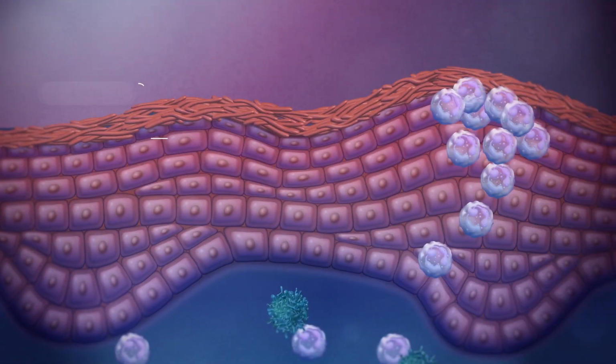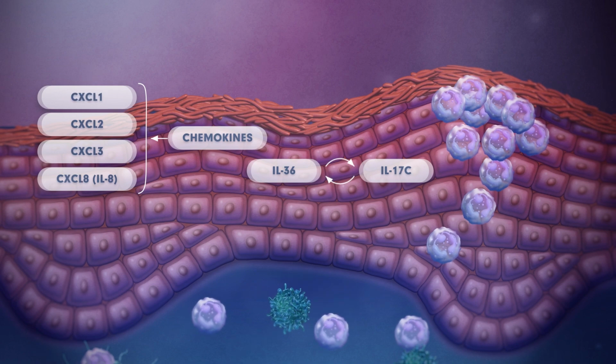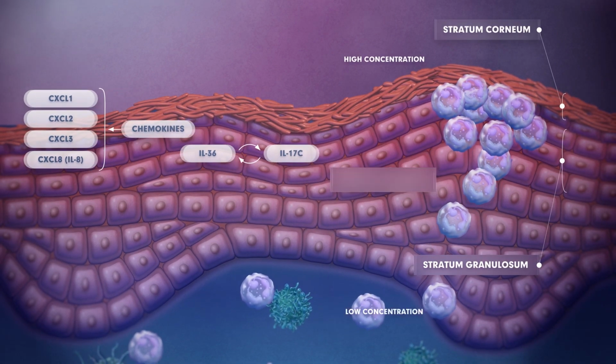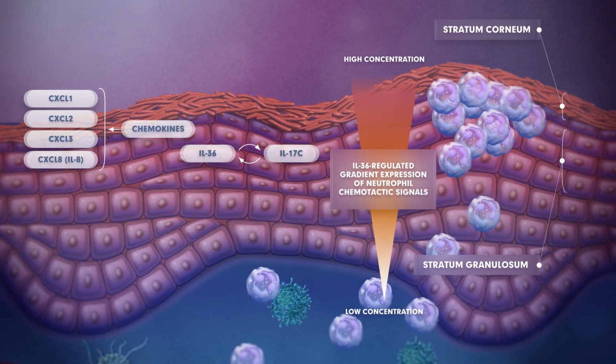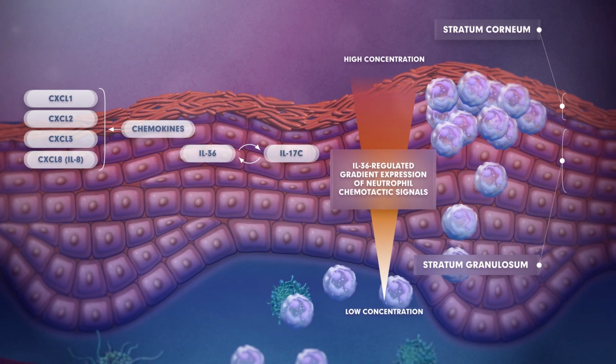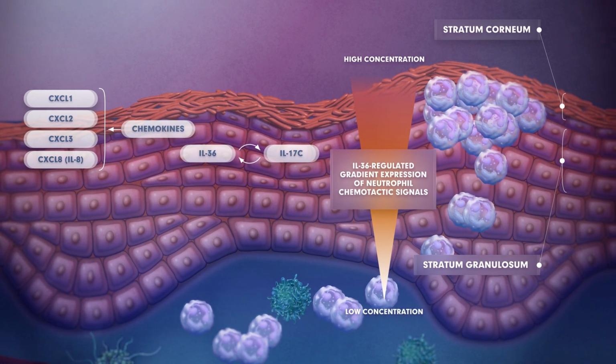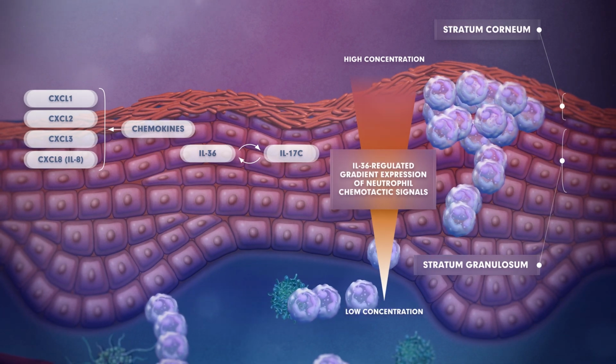Neutrophils follow a chemokine gradient into the epidermis and move towards the stratum corneum. The highest expression of interleukin-36 and interleukin-17C occurs in the stratum granulosum, and induction of CXCL chemokines is maximal around the stratum granulosum-stratum corneum interface.